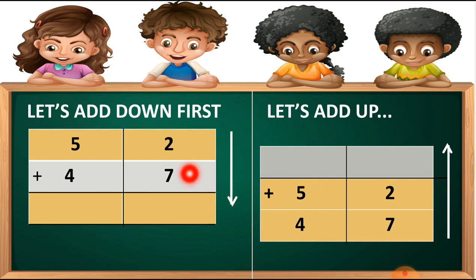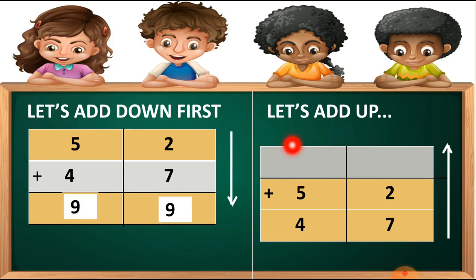So 2 plus 7 at the ones column. So the answer is 9. So I write number 9. You also have to write down the sums with me, students, so you will understand this better. Now the tens column here, which is 5 plus 4. So the answer of this column is 9. 5 plus 4 is equal to 9.